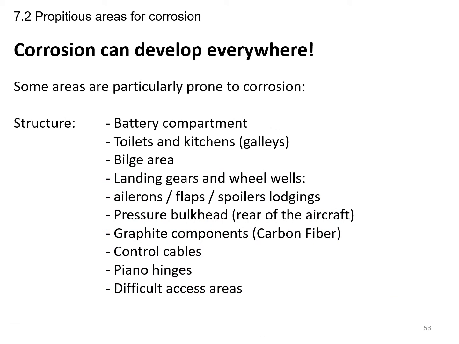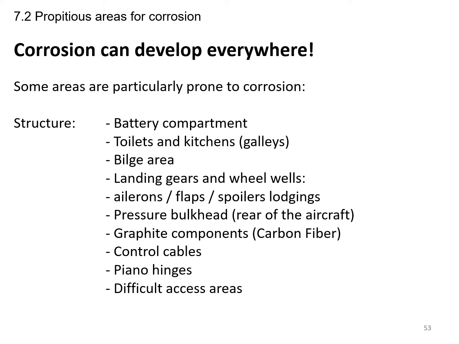On the structure, battery compartments, toilets, and kitchens. Kitchens are called galleys on aircraft and, actually, on boats. The bilge area is the bottom of the aircraft. Landing gear and wheel wells, because they are in contact with the outside elements, stone chips, sand, etc. from the runway. Aileron and flap spoiler lodging, where the actual flaps nest, let's say, and in the wing because it can retain water. Pressure bulkheads, that's the rear of the aircraft.